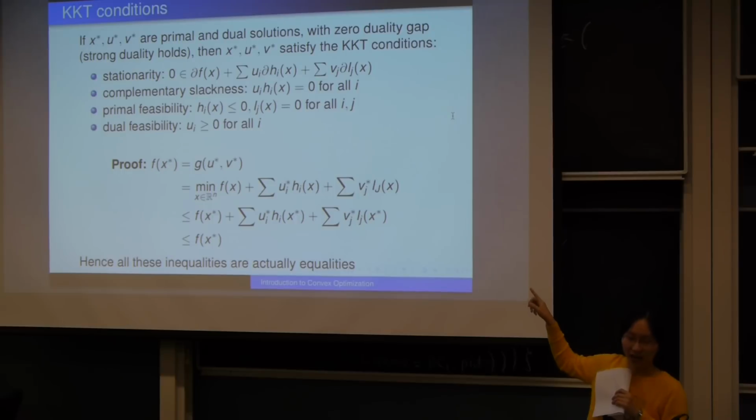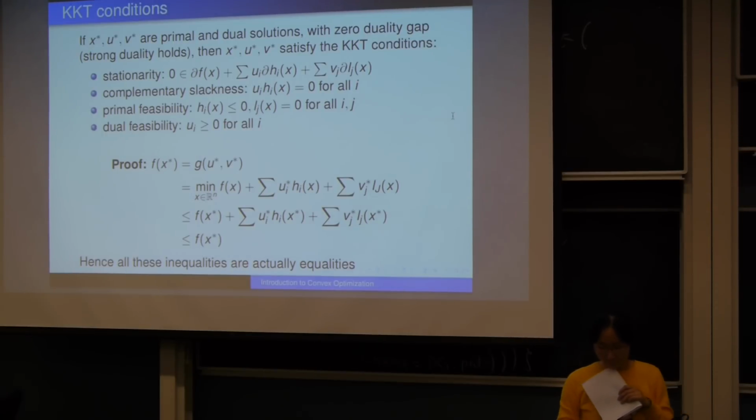The first is called the stationarity condition, which means if we take the derivative with respect to x of the Lagrange function, and replace x with x star in this derivative, it will equal 0, which means x star actually minimizes the Lagrange function. The second one is called complementary slackness, which means for each i, u_i times h_i(x) equals 0. This means for each i, either u_i equals 0 or h_i(x) equals 0. The third and the fourth are just primal feasibility and dual feasibility.